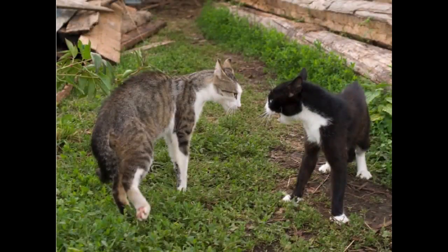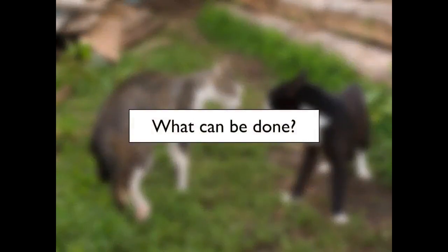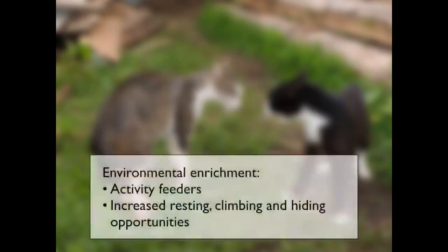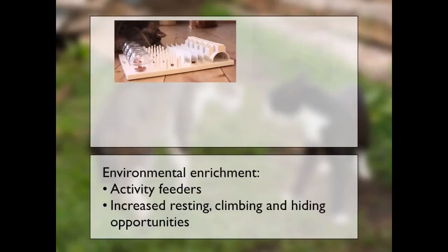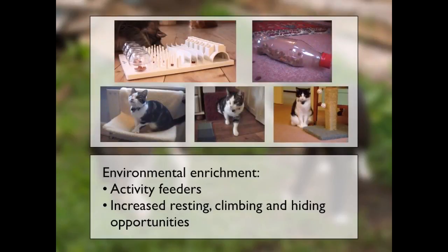Then we need to look at what can be done, and I'm only going to summarise these very generally so that you can then look for further information on the WikiVet pages. The first thing to look at is environmental enrichment. So what we're dealing with here are activity feeders that give the cats free access to food on a slightly restricted basis, so the cats have to work for the food.